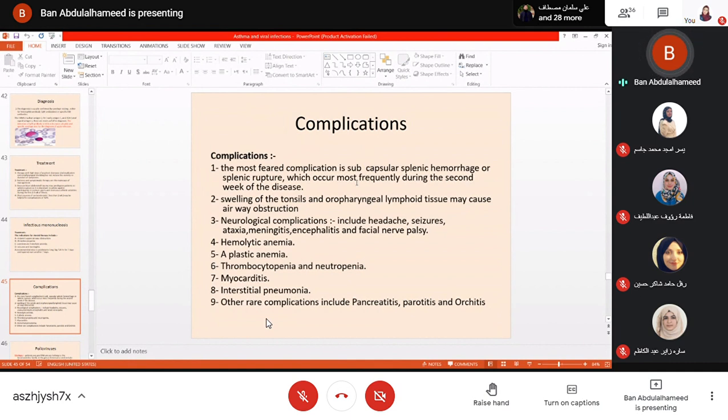For diagnosis, we need a complete blood picture, where we will see atypical lymphocytes, and we also need detection of antibodies against Epstein-Barr virus antigen. Regarding complications, they may develop splenic rupture, neurological complications, hemolytic anemia, pneumonia or myocarditis.